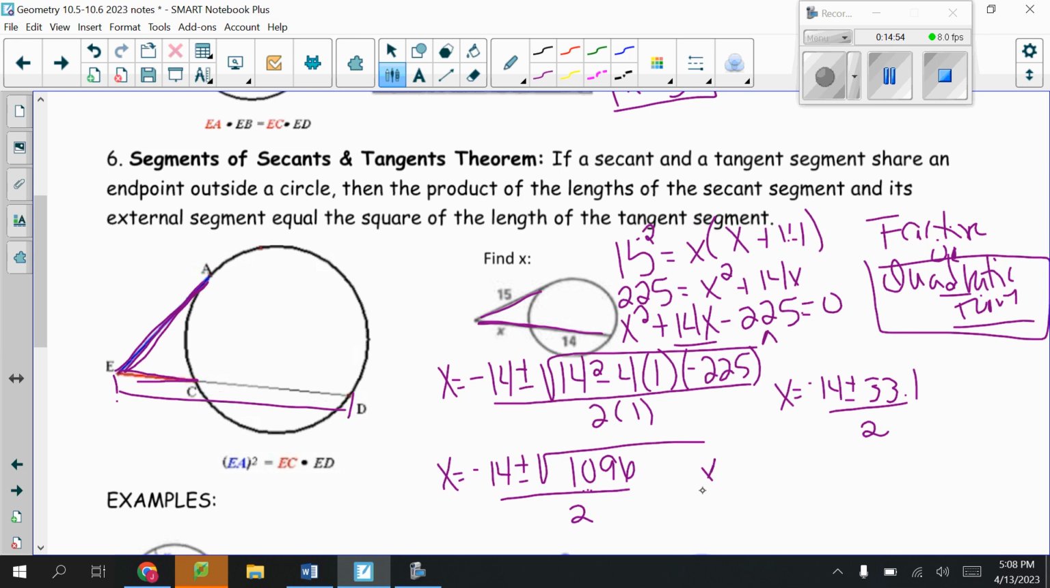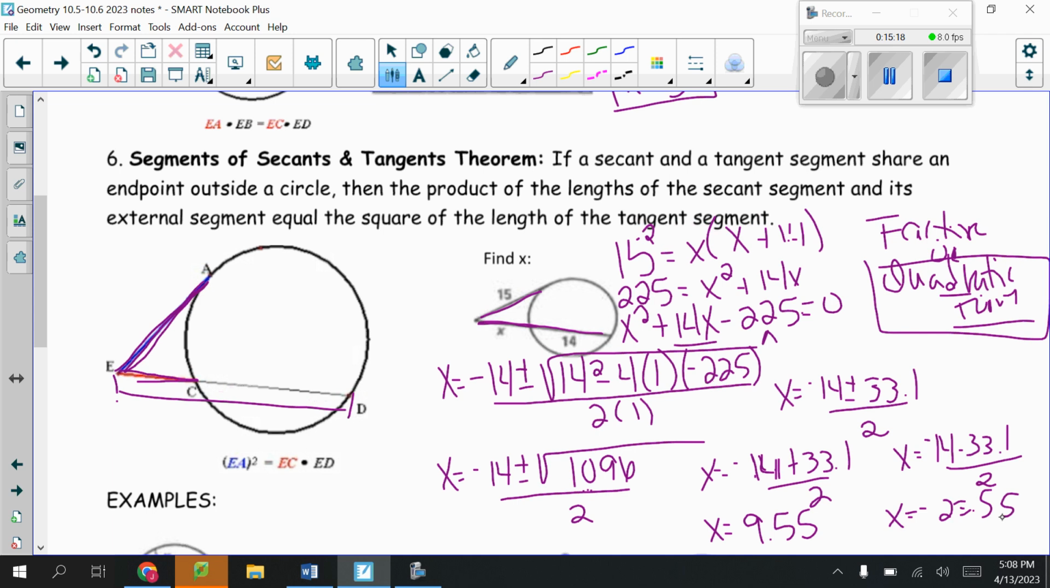So remember here I have 2 problems. So the first one, negative 14 plus 33.1 divided by 2, and negative 14 minus 33.1, everything divided by 2. When I work out this first one, I get x is equal to 9.55. When I work out the second one, I get x equals negative 23.55. Now I have to remember, what is x representing? x represents a length. I cannot have a negative length, so I can get rid of that one, and I know my answer is the 9.55.